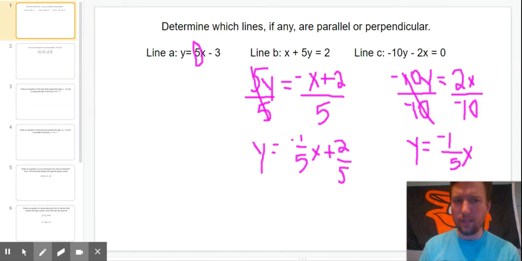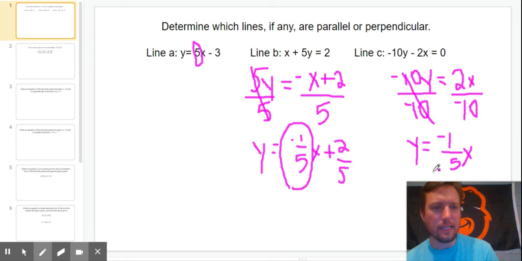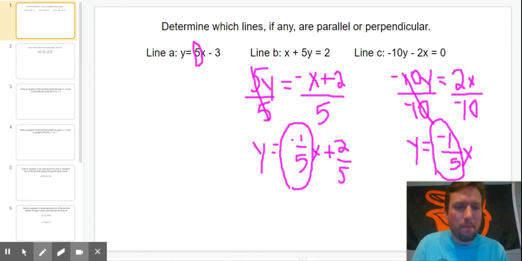Now, from this, I can determine that line B with negative 1/5 and line C with negative 1/5 have the same slope. So what do you think that means if they have the same slope? That means that they are parallel. That's right. Excellent. They are parallel.